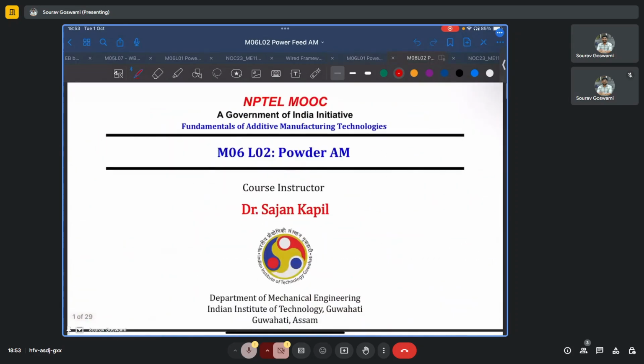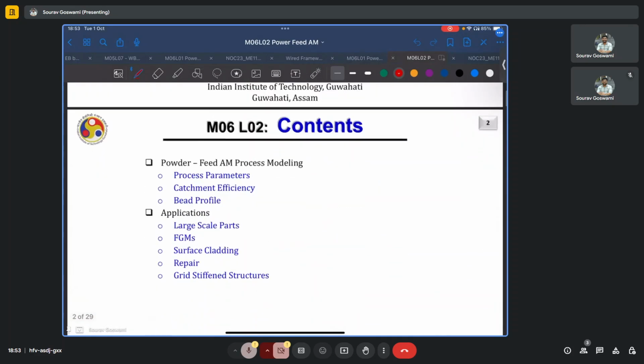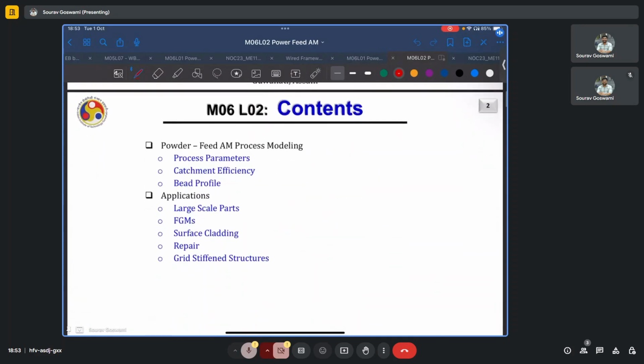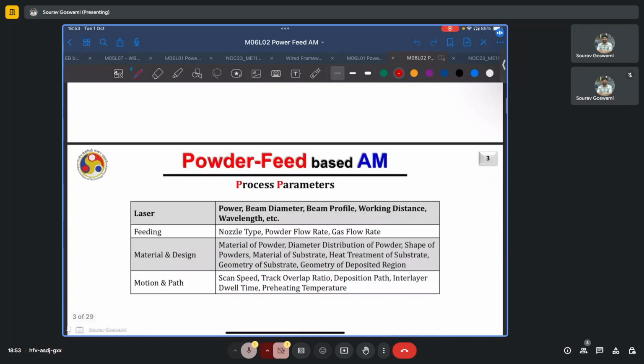Next, we'll talk about again powder AM, but some modeling of the powder feed AM processes in terms of the process parameters. We'll also define the catchment efficiency and the bead profile. And then we'll look at its applications for large scale parts, for FGMs, for surface cladding, for repair, and for something called grid stiffened structures.